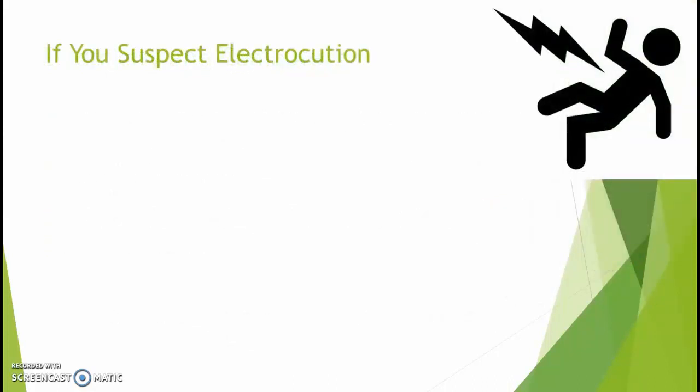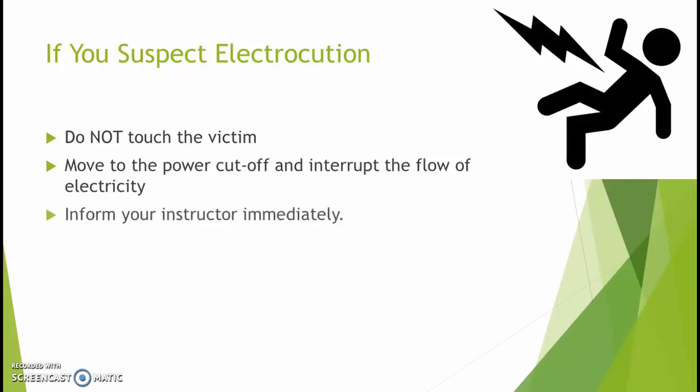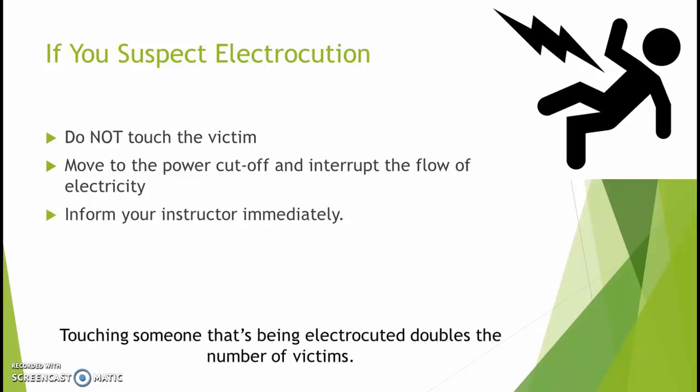Now, if you suspect that one of your classmates, or for that matter your instructor, is being electrocuted, you want to first and foremost not touch the victim. What you want to do is move to the power cutoff and interrupt the flow of electricity before you help them. And of course, if this occurs, you want to inform your instructor immediately. But touching someone that's in the process of being electrocuted accomplishes nothing. All it does is double the number of victims.